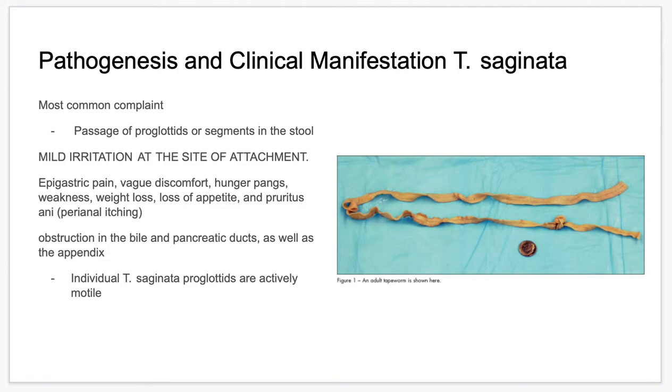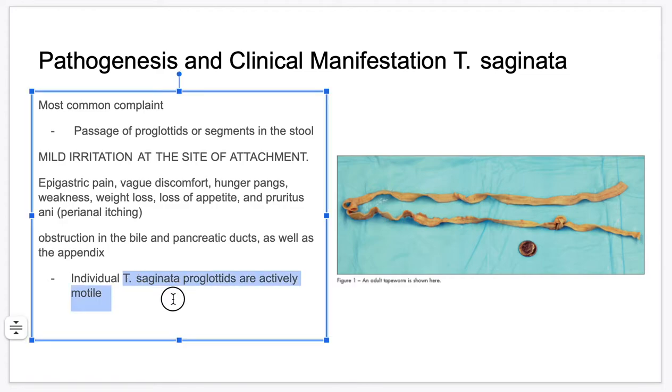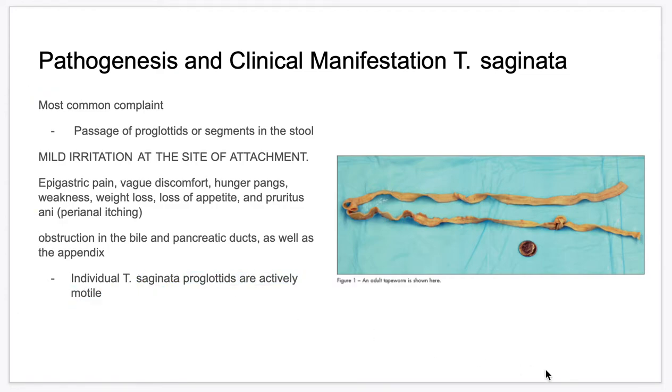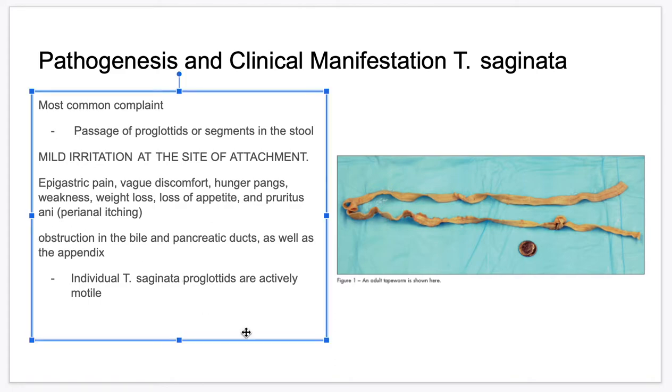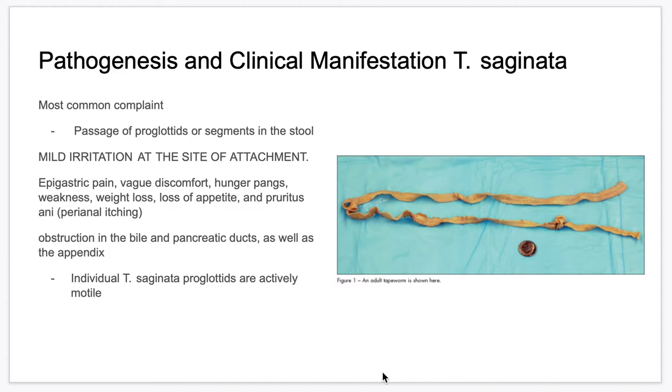So, why is there perianal itching? There are actively motile proglottids in the perianal area. And that may cause the patient anxiety and distress too. Remember, your Taenia saginata proglottids are actively motile, so because they are actively motile, they can cause obstruction in the bile and pancreatic ducts as well as your appendix.